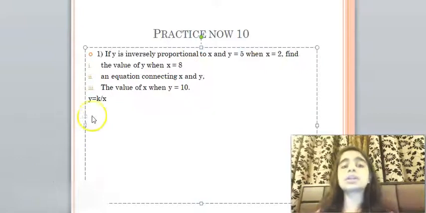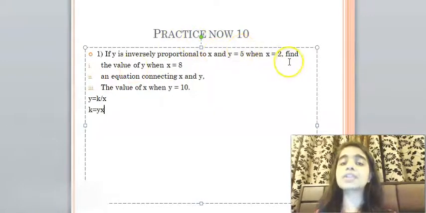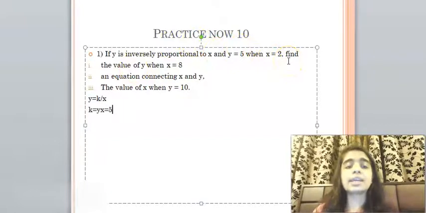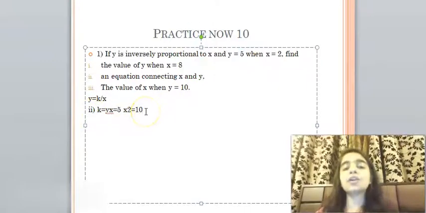So now let's work this out. The value of k will be k equals yx, that means y multiplied by x. So y is 5 and x is 2. So that means k is 5 multiplied by 2, that is 10. This is for part 2. Let me write it. Now we have the value of k. We will just put this value of k in the equation. So the equation is y is equal to 10 upon x. You see, we're done with part 2.